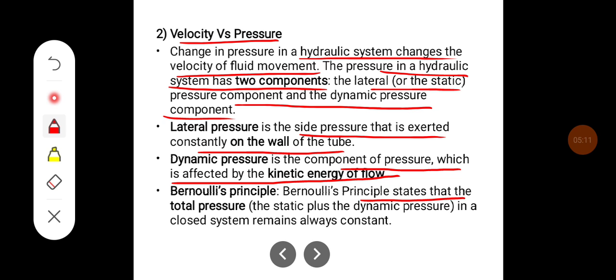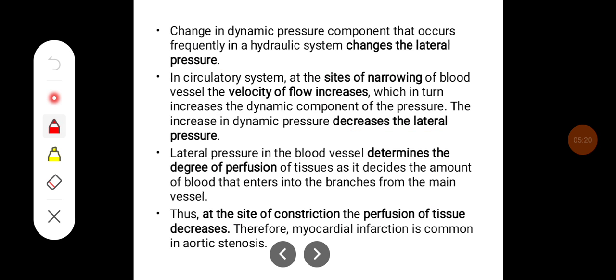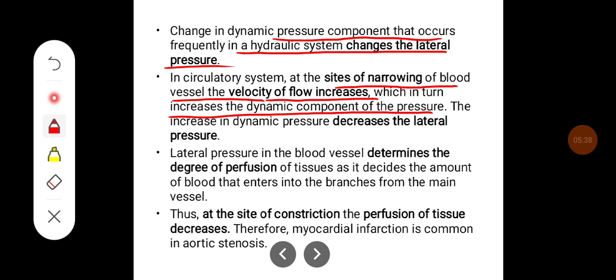Bernoulli's principle states that the total pressure, that is, the static plus dynamic pressure in a closed system, remains always constant. Change in the dynamic pressure component that occurs frequently in hydraulic system changes the lateral pressure. In circulatory system, at the sites of narrowing of the blood vessels, the velocity of flow increases, which in turn increases the dynamic component of the pressure. The increase in the dynamic pressure decreases the lateral pressure.